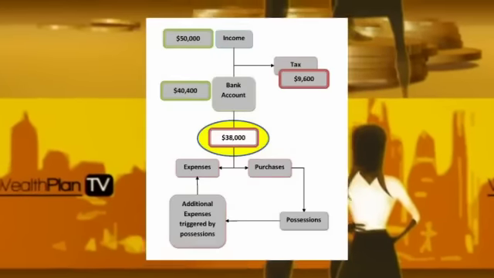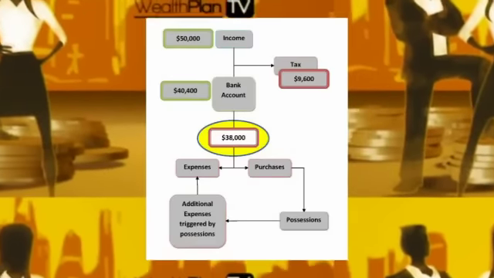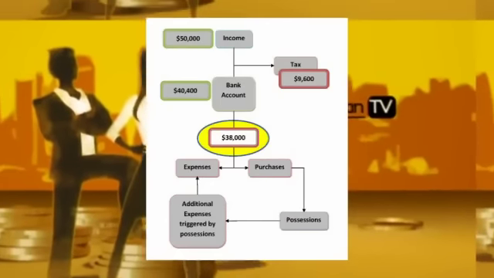Assume that we could reduce our expenses to $38,000 per annum. The diagram would look something like this. We would then have an excess of $2,400 per year that we could do something with. We'll continue this next week.